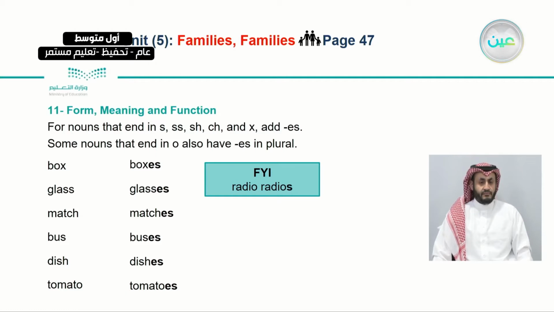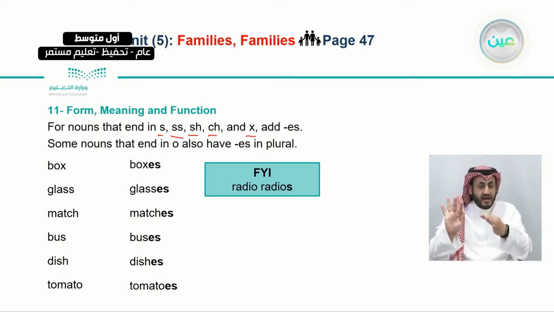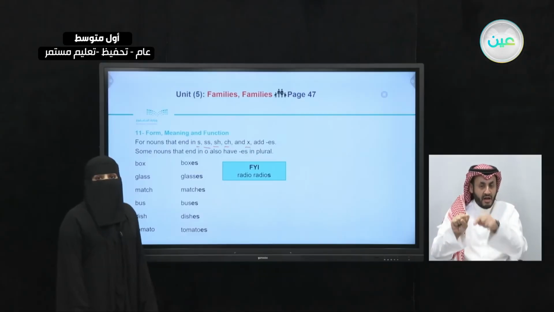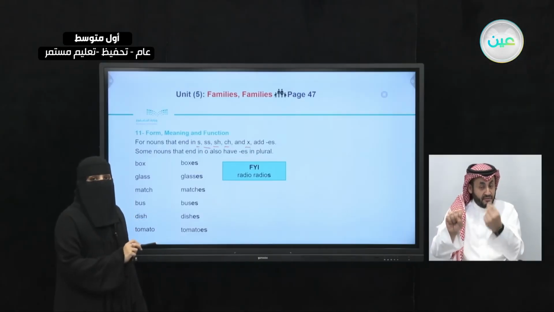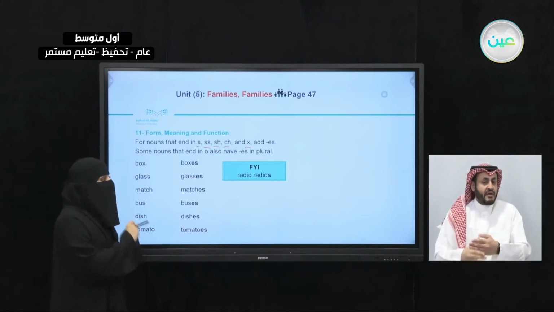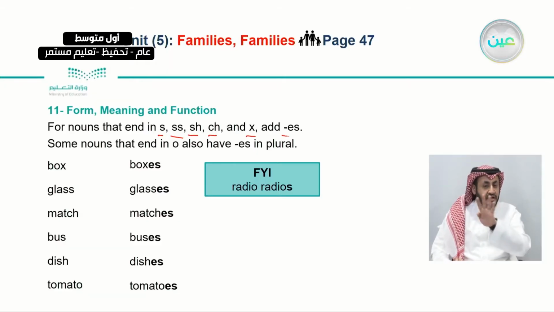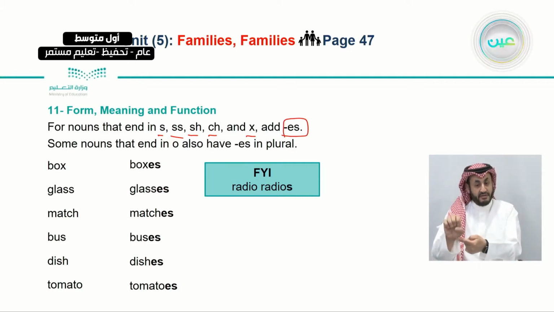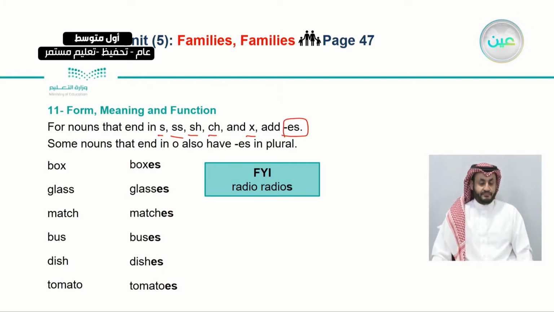For nouns that end in s or double s, sh, ch, and x, what should we do in this case? Shall we add the s right away? No, we do add es right here. Okay, let's have a look. Some nouns that end in o also have the es in plural. Like, for your information, radio, radios.